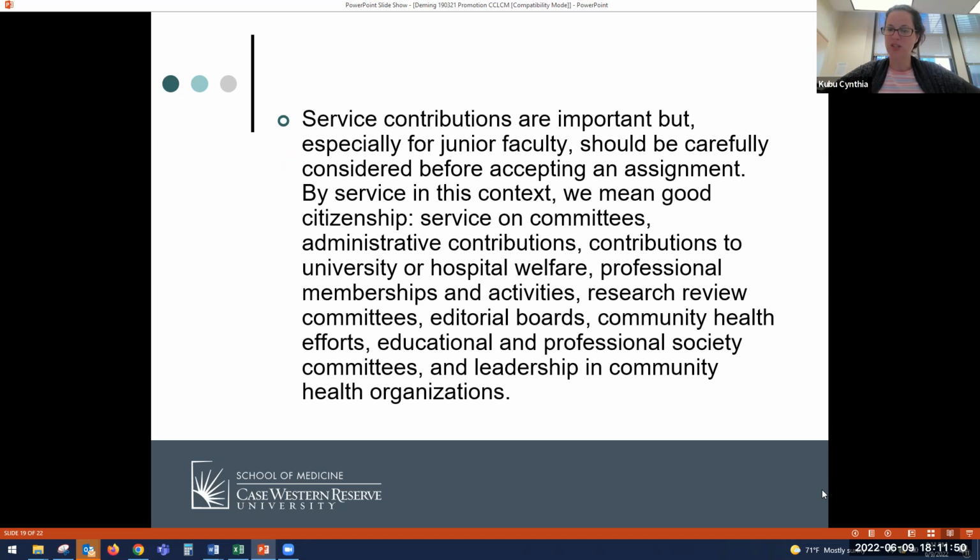I think this is the final one. So please be selective. Again, we get asked to do a lot of stuff. And service contributions are important, but especially if you're a junior, you can kind of get sucked into a lot of it. And it's nice to be asked. It's flattering to have people say, I think you'd be great at this. We want you to do this. We want to have your voice at the table.